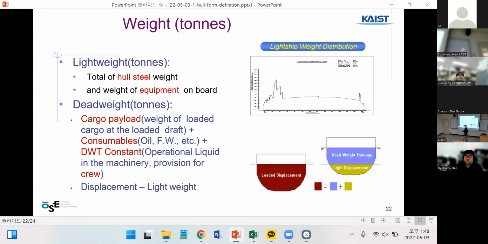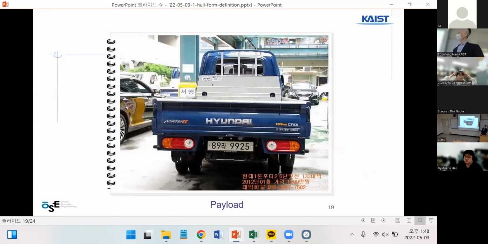It also has a problem. I already gave it to you in some exam. There is lightweight and also deadweight. So lightweight is something like the weight of the ship itself. Something like this cargo truck. The weight of this cargo truck, you can say, is the lightweight of the truck without any cargo. Same meaning for the ship.